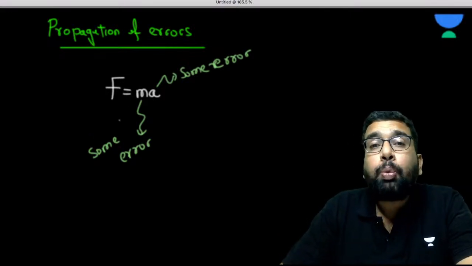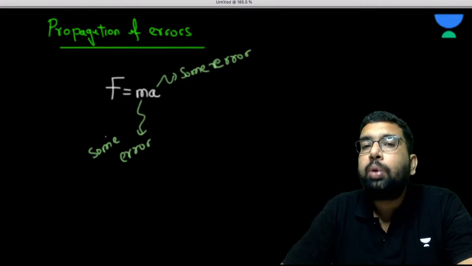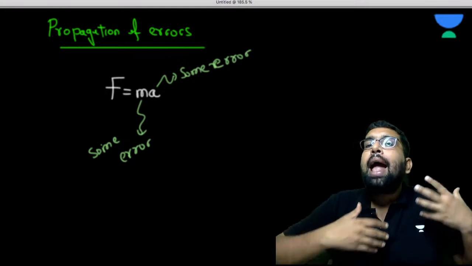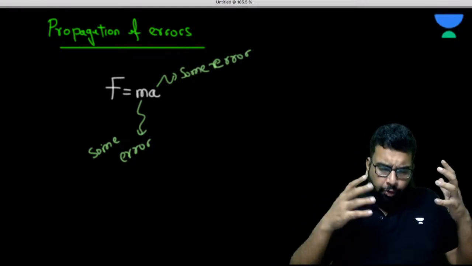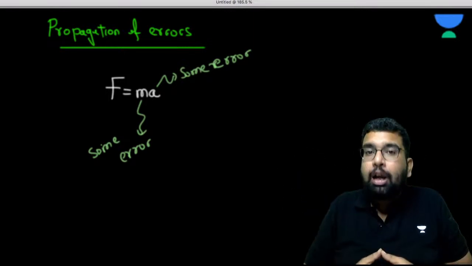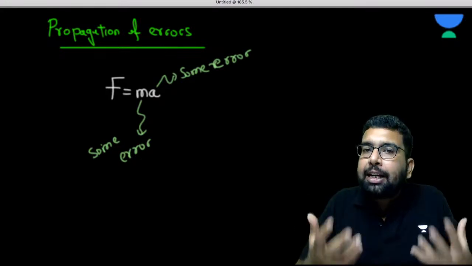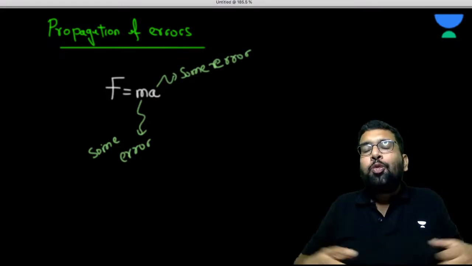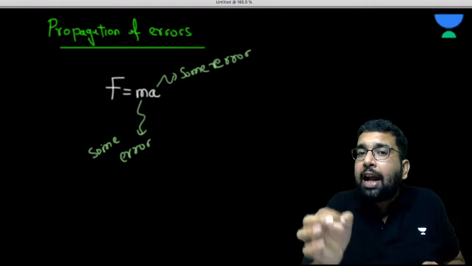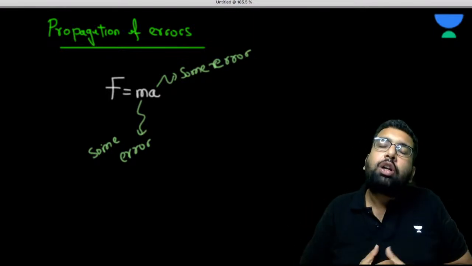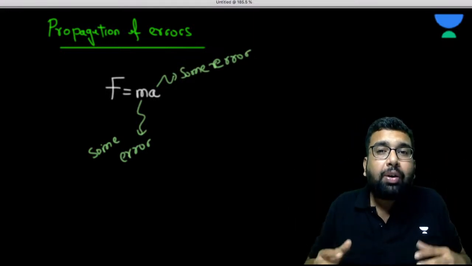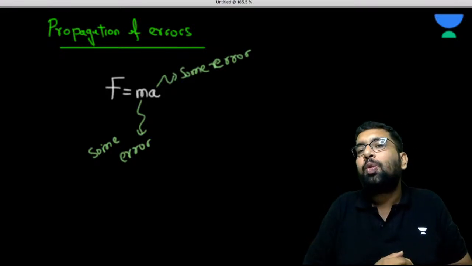Okay, now in the propagation of errors, what we are trying to see is this: when two or more physical quantities are added, subtracted, multiplied or divided, each of those quantities will possess some sort of error in its measurement. So what is going to be the cumulative error, or the final error, in the final quantity that you want to calculate?